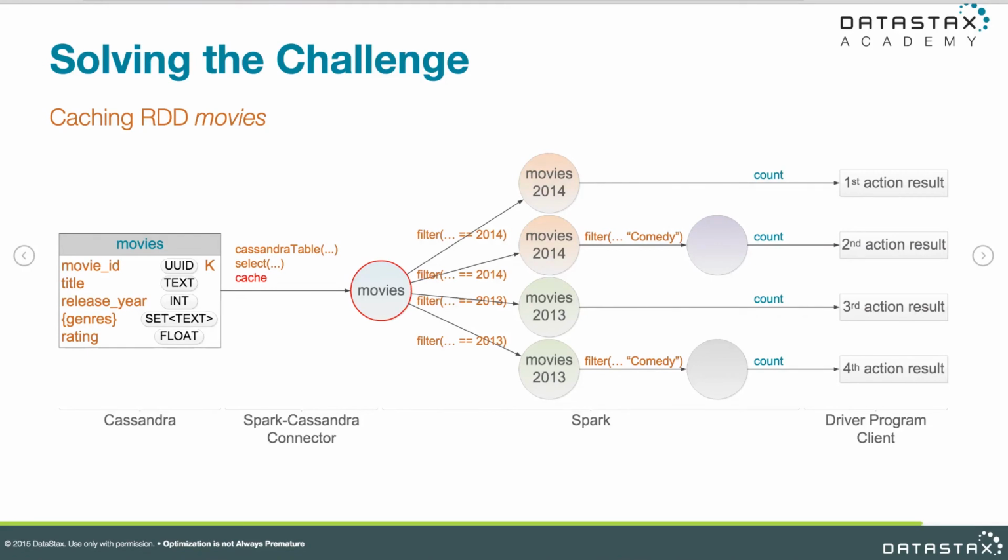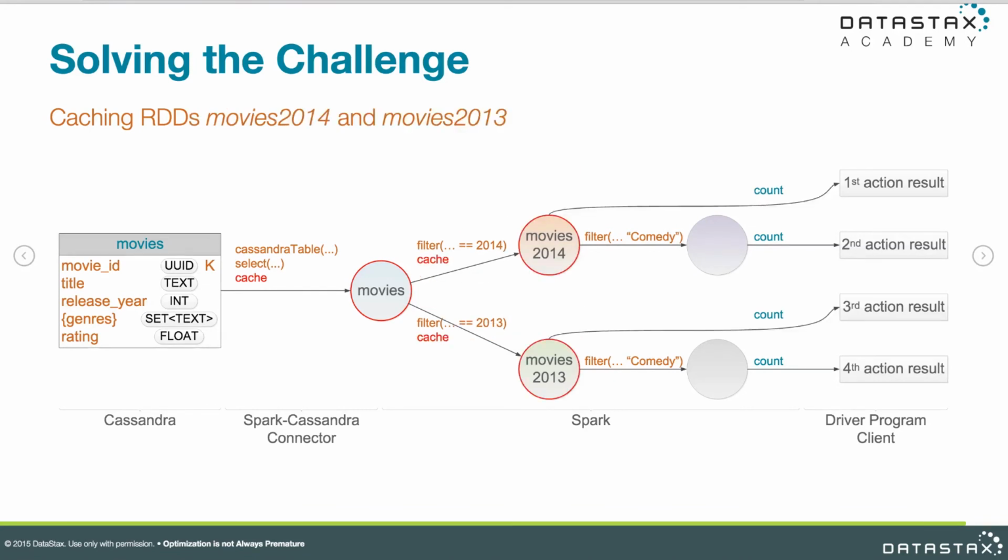We see that we're still recomputing movies 2014 and movies 2013 twice. So let's take it a step further. Now, by caching the results of our filtered movies, movies 2014 and movies 2013, by caching those RDDs, we're not going to recompute them. We only compute them one time, so we can count them and filter them and count the filtered RDD without duplicating any of our work.